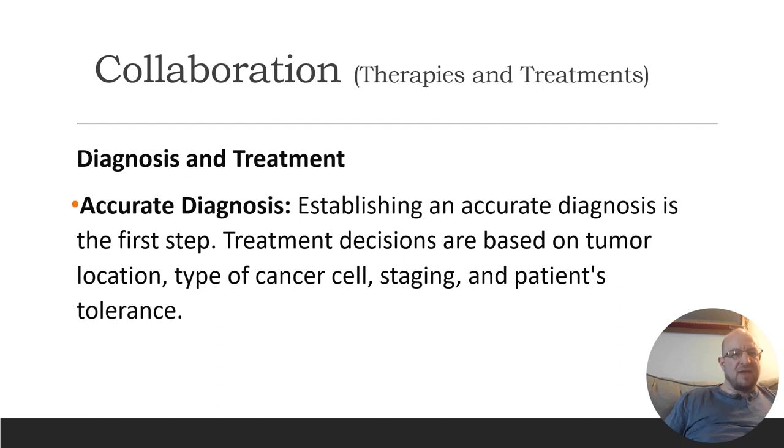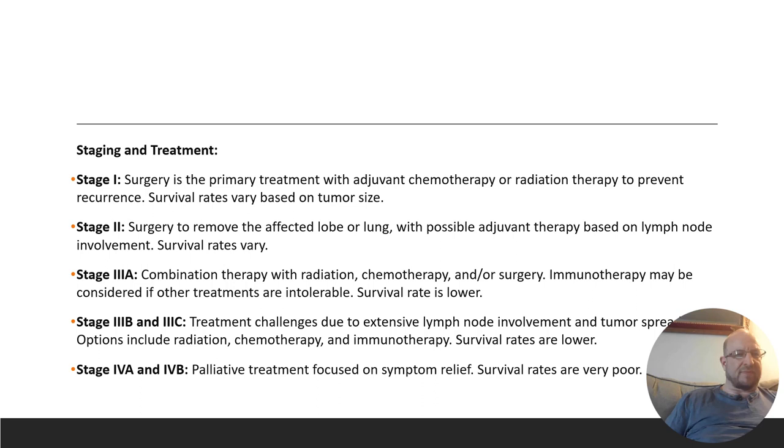Diagnosis and treatment. So the first step is establishing an accurate diagnosis. Treatment decisions are based on tumor location, types of cancer cells, staging, and patient tolerance. Staging: know a little bit about staging. 1, 2, 3A, 3B, 3C, 4A, and 4B.